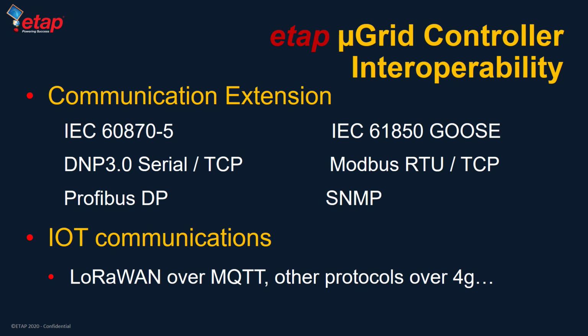The ETAP Microgrid Controller extensions support at minimum the following protocols: IEC 60870-5, DNP3, Serial and TCP, Profibus DP, IEC 61850 GOOSE, Modbus RTU and TCP, and SNMP. ETAP can also provide protocol extensions for IoT devices such as LoRa over MQTT and other protocols over 4G and more.